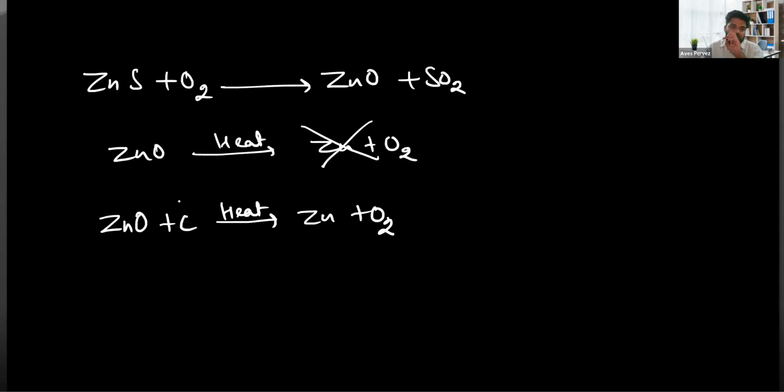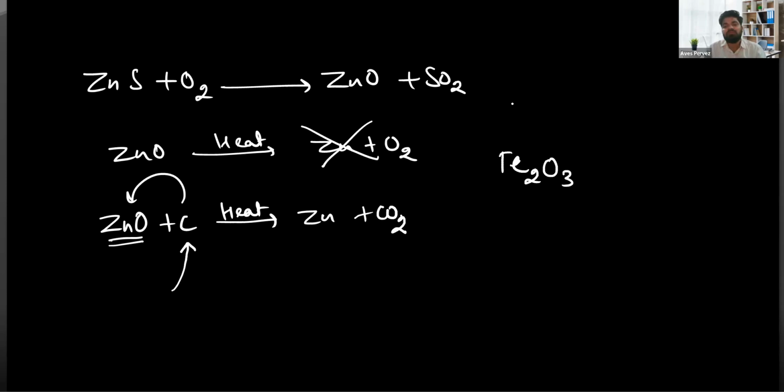We use carbon because these are reactive metals and the bond between oxygen and zinc is very strong, so you cannot reduce it by heating alone. When you heat it with carbon, it gives you zinc, and carbon dioxide is released. So here we need an external reducing agent, that is carbon. Similarly for Fe2O3: if the ore exists in the form of FeS, first you heat it in the presence of oxygen, then it gives you Fe2O3 and sulfur dioxide.